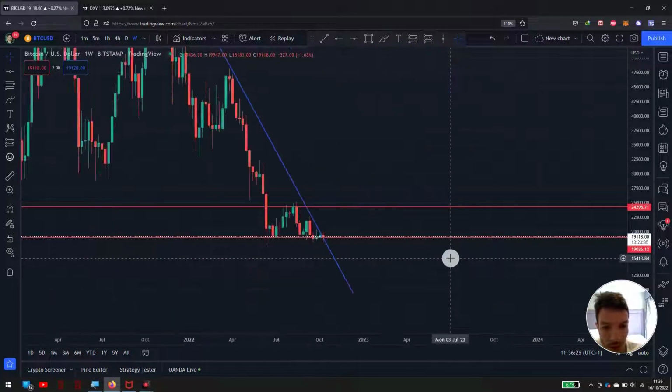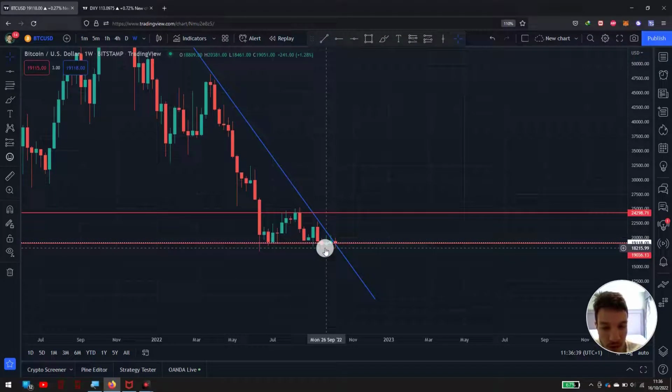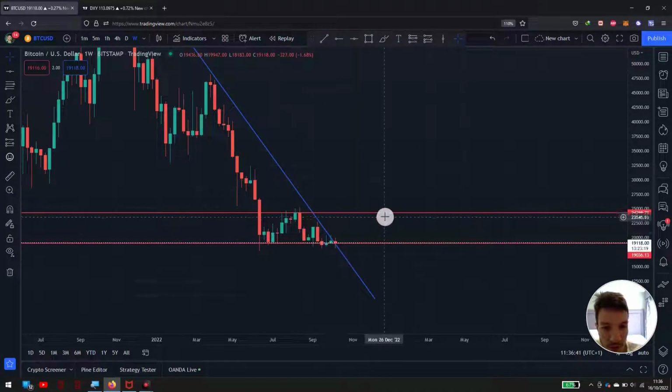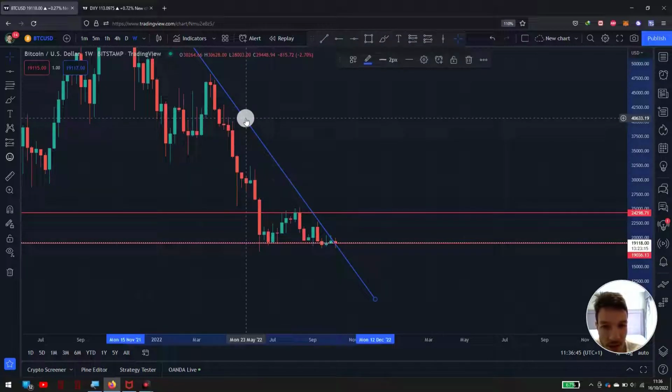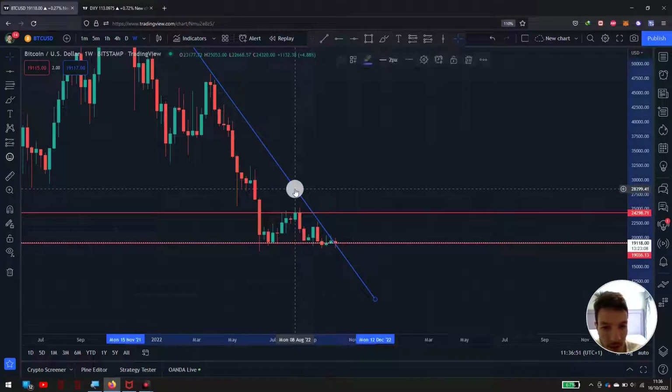What else can we see? We have a support right here. It is a strong support, because Bitcoin tried to break it multiple times, but it could not. But we also have some resistance here, and we also have this trend line. It acts as a resistance. So in order for Bitcoin to go up, it has to first break this trend line.